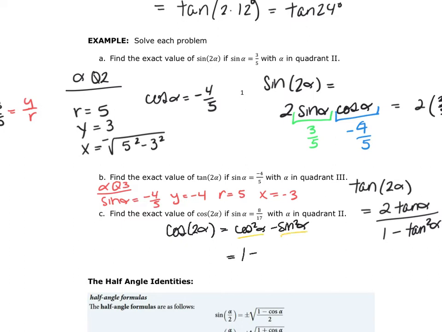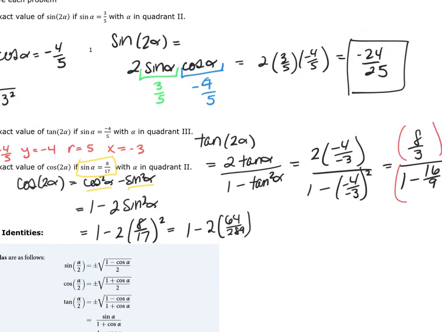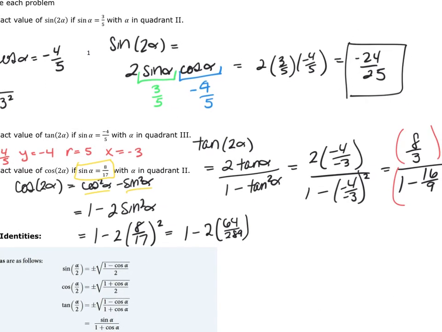This is also equal to 1 minus 2 times the sine squared of alpha. I already have the sine of alpha, so that's the one I'm going to use. So this is going to be equal to 1 minus 2 times 8 over 17 squared. So this is going to be equal to 1 minus 2 multiplied by 64 over 289. And so they want the exact value, so I'm going to have to multiply 2 times 64.